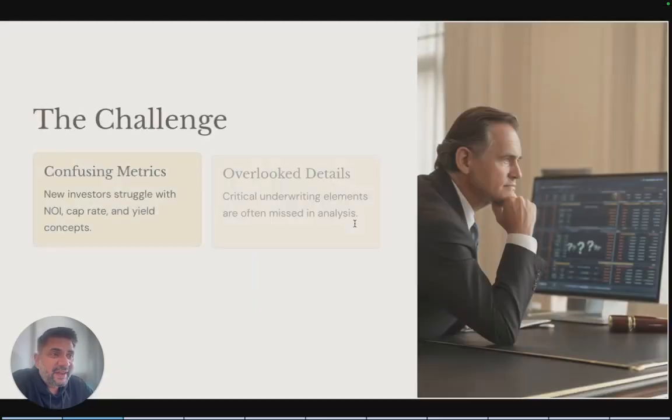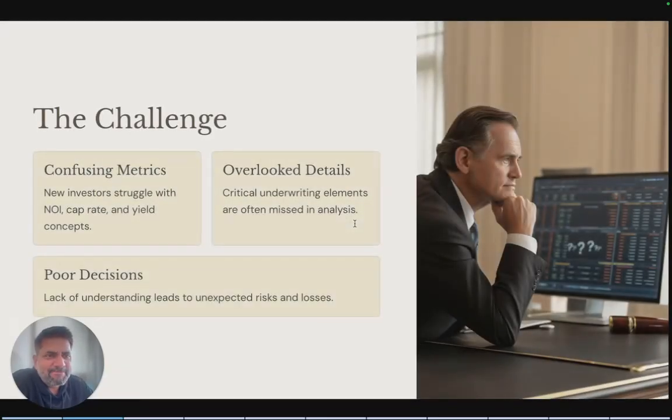Commercial underwriting and cap rate analysis. Many new commercial real estate investors are unsure how to properly evaluate a property's financials. They struggle with concepts like net operating income, NOI, cap rate, and yield, and often overlook critical details in underwriting, leading to poor investment decisions or unexpected risks.